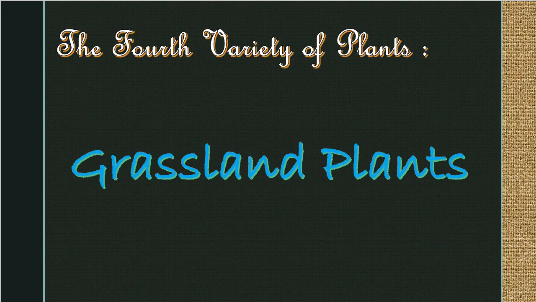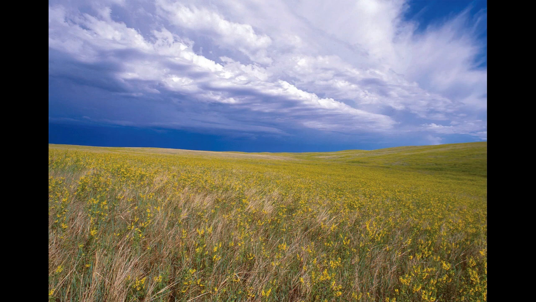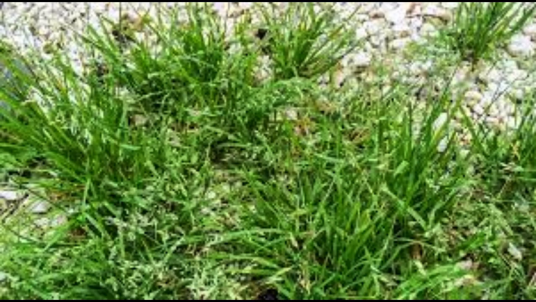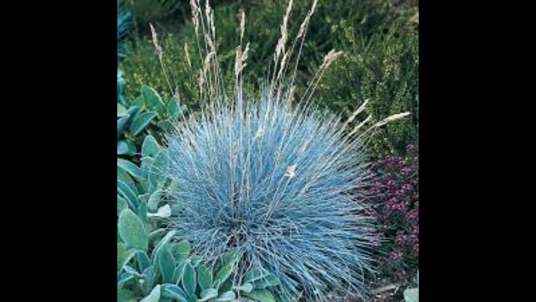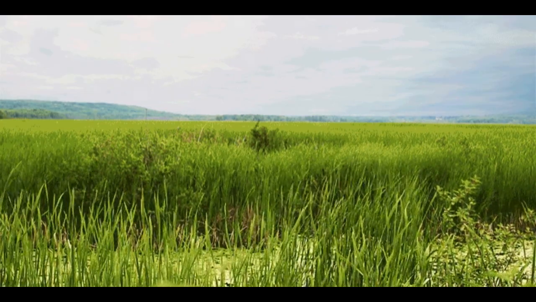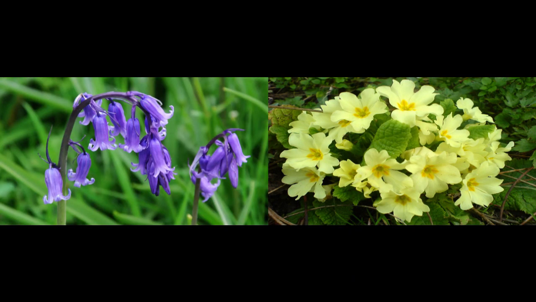Now let's know about the fourth variety of plants, grassland plants. At first glance, grasslands look as uniform and unvaried as a lawn, just mile upon mile of green grass. But a closer look reveals that there are, for a start, many types of grasses such as meadow grasses, tussock grass, marram grass, bluegrass, and many more varieties of grasses. And mixed in with the grasses are many herbs and flowers.